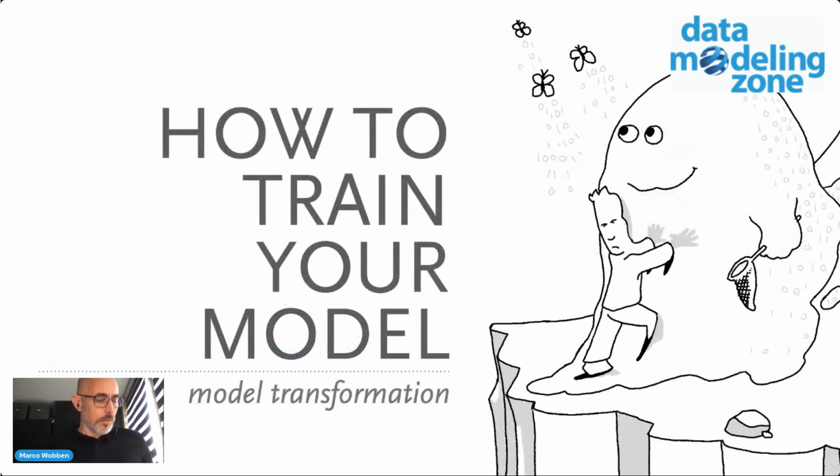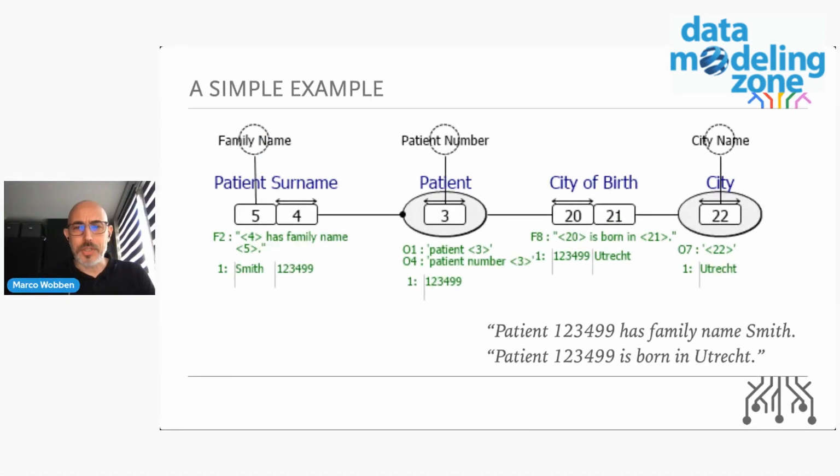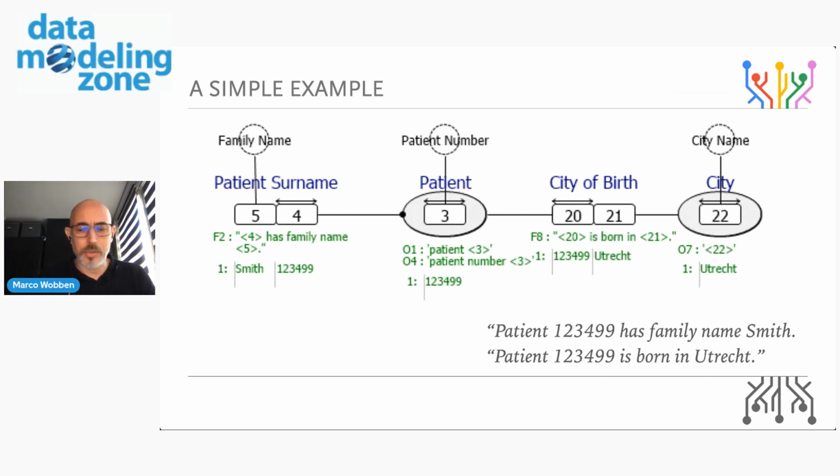So how does that work? How to train your model? Once you have this information model, we need to actually compress it a little and reorganize the structures a little. So let's look at a simple example on how that works. We have here a very simple set of statements. The patient 123499 has family name Smith, and the same patient is born in Utrecht. A very rich information model is depicted here, but we're going to transform that.